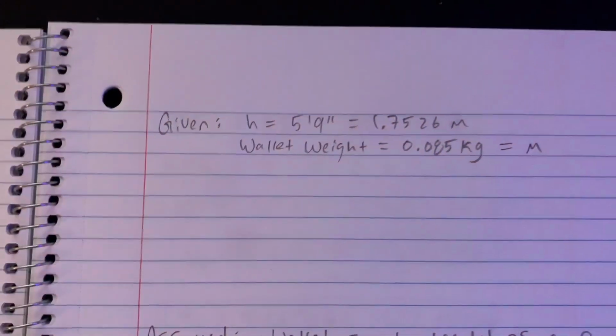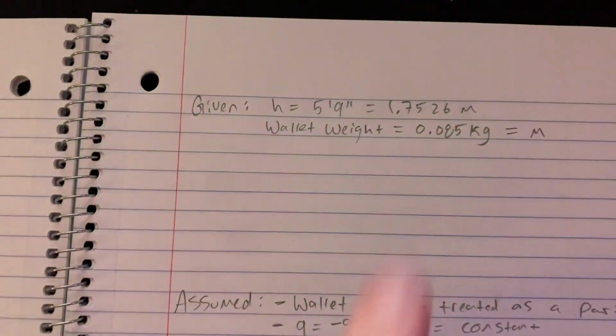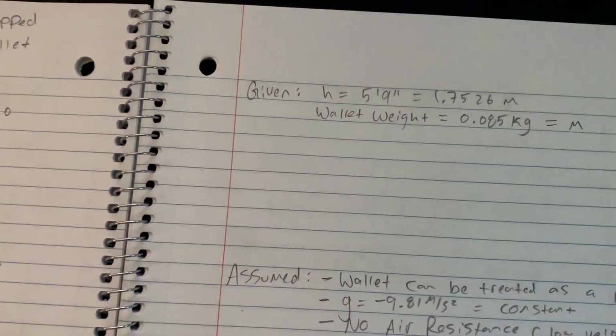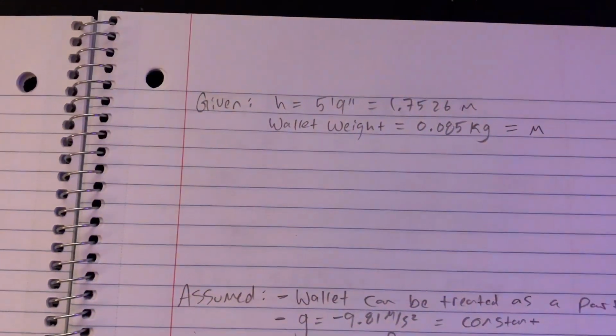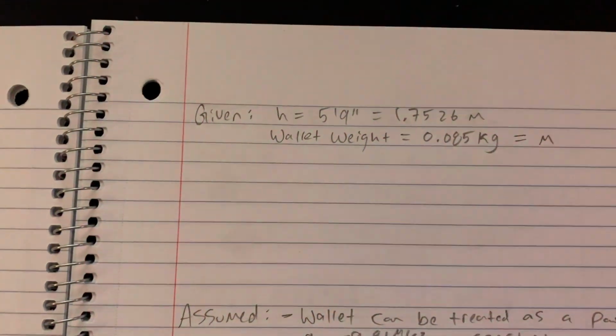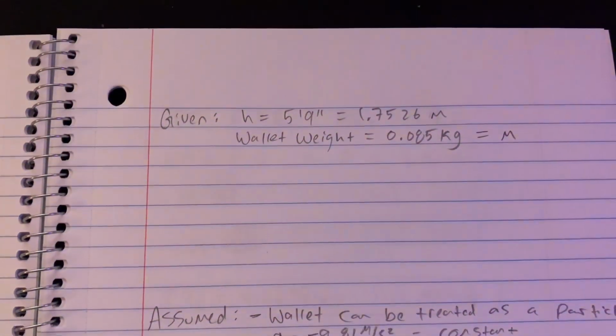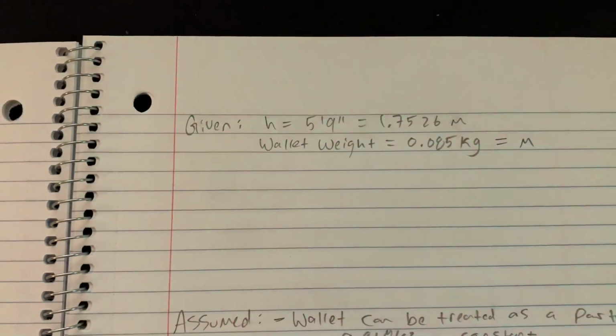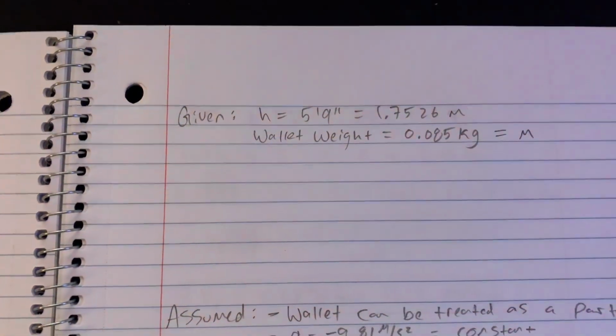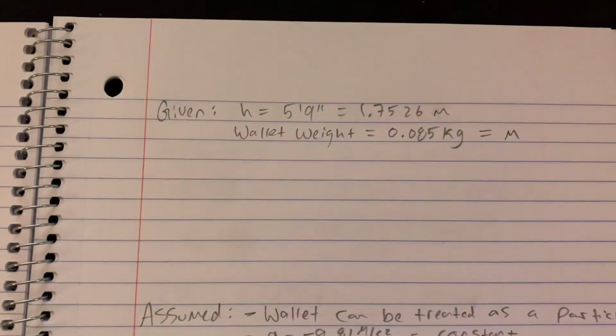So the information given is my height, 5'9", or 1.7526 meters, and the wallet weight, which I weighed to be 0.085 kilograms, about 3 ounces, and that actually doesn't end up mattering, which I found kind of interesting.